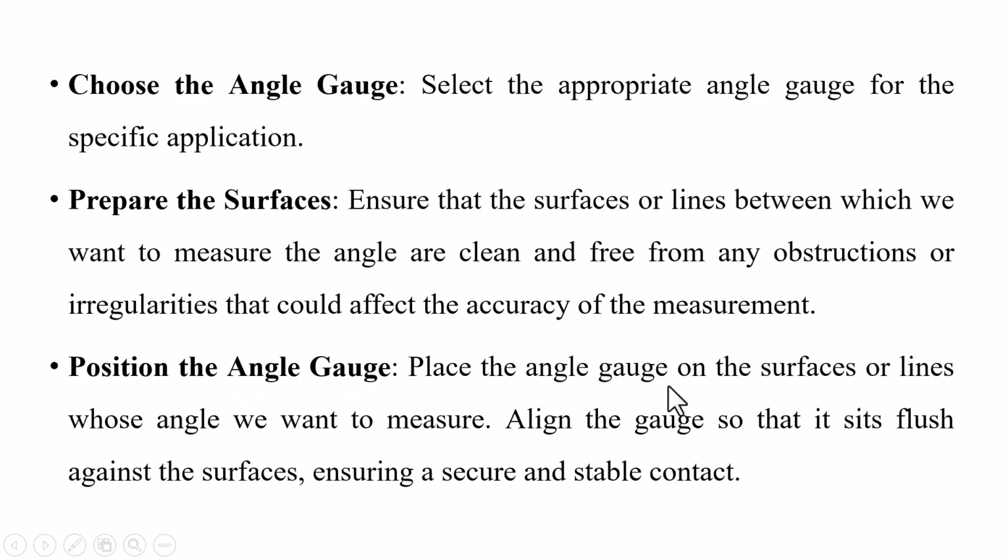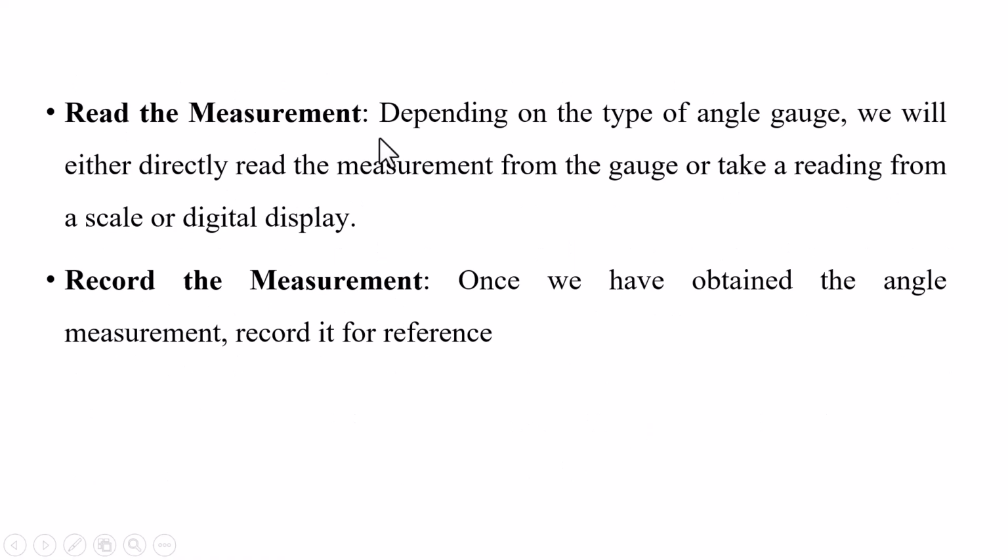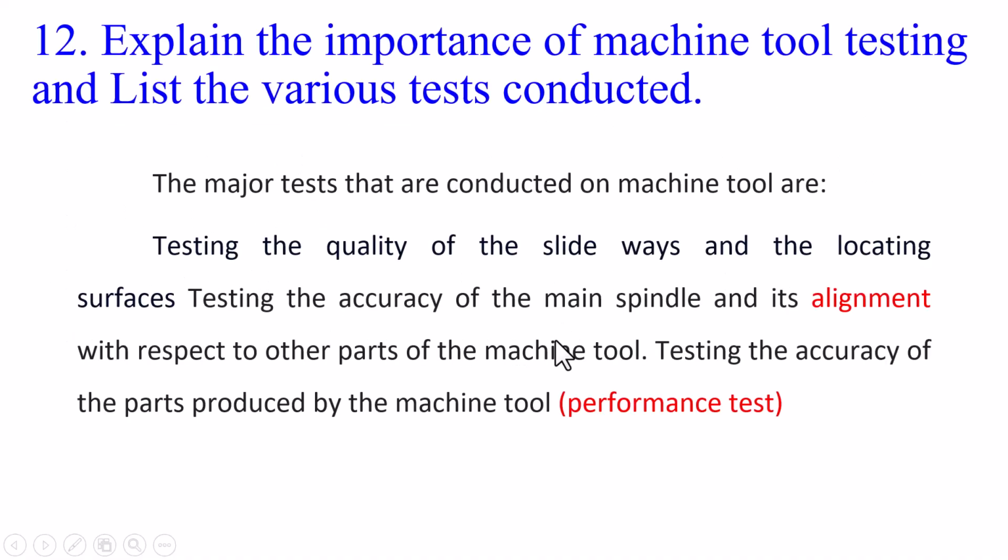Position the angle gauge. Place the angle gauge on the surface or lines whose angle we want to measure. Align the gauge so that it sits flush against the surfaces, ensuring a secure and stable contact. Then read the measurement. Depending on the type of angle gauge, we will either directly read the measurement from the gauge or take a reading from the scale or digital display. The last step is to record the measurement. Once we have obtained the measurement, record it for reference.